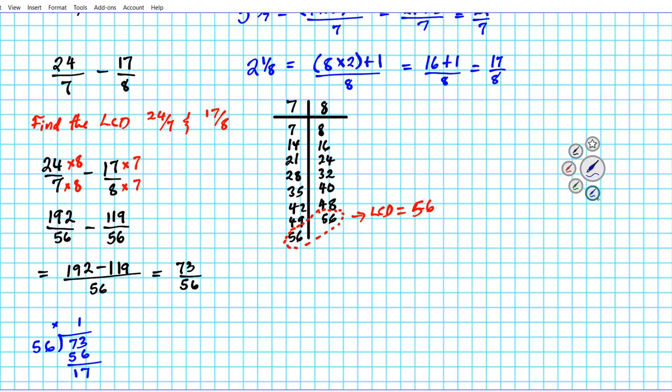Okay, so it's basically one whole number and 17 over 56. So our answer is 73 over 56, or one whole number 17 over 56 in mixed number form. So ladies and gentlemen, there goes your answer to question number 2.